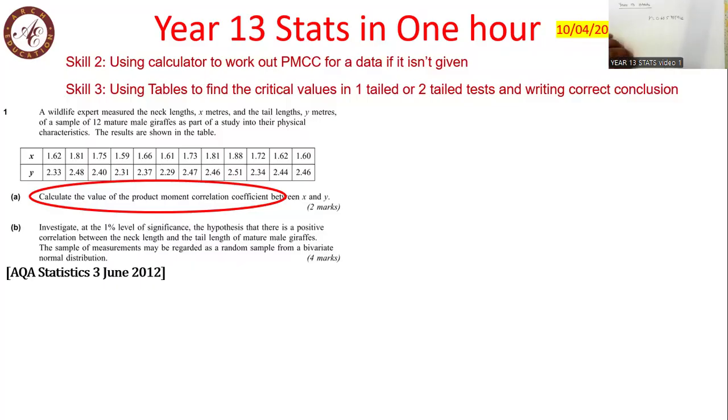So we did part A, we got our value of r, which we wrote on that paper, 0.66576. And now for part B, we have to test at the 1% significance level if there's a positive correlation. If it's positive correlation, that means it's a one-tailed test.